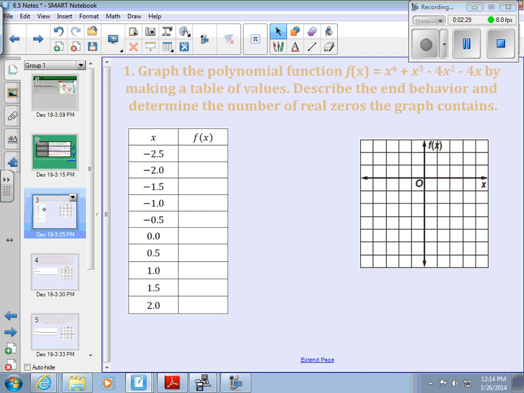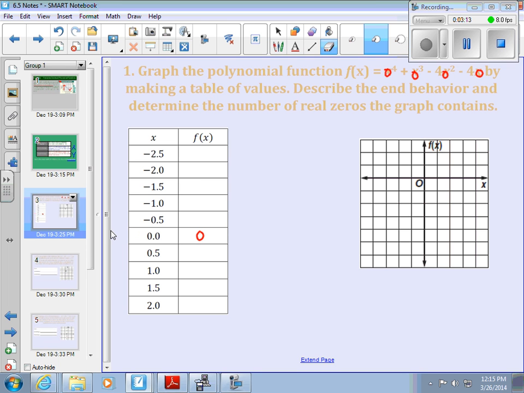and some other stuff. This first one says graph the polynomial function listed here by making a table of values. Describe the end behavior and determine the number of real zeros the graph contains. Okay, so we could graph this out, but we can come up with a table and graph it out over here. You can either plug the actual numbers in. So for instance, if we wanted to come up with where this is going to be at 0, you could actually plug 0 in here and see what you get. In this case, 0 to the 4th power is 0, 0 to the 3rd power is 0, 0 squared is 0, so that's 0. 4 times 0 is 0, so this one's going to end up being 0. And you could plug in those other numbers and do that.